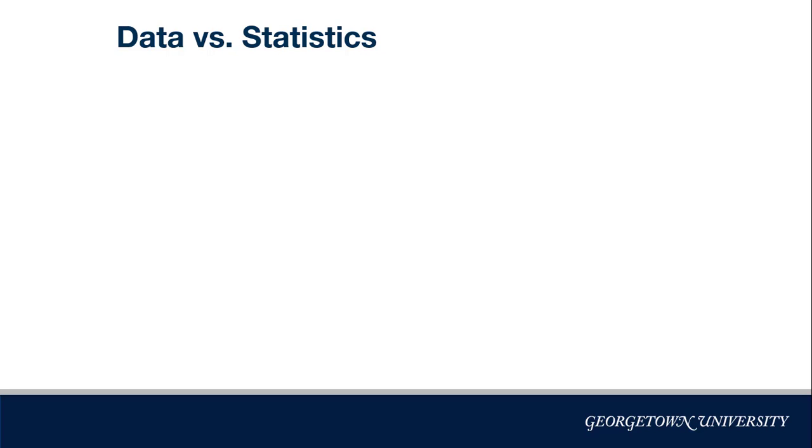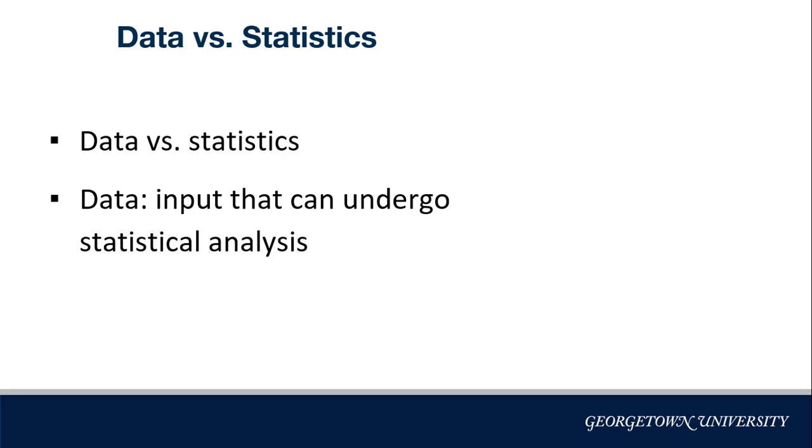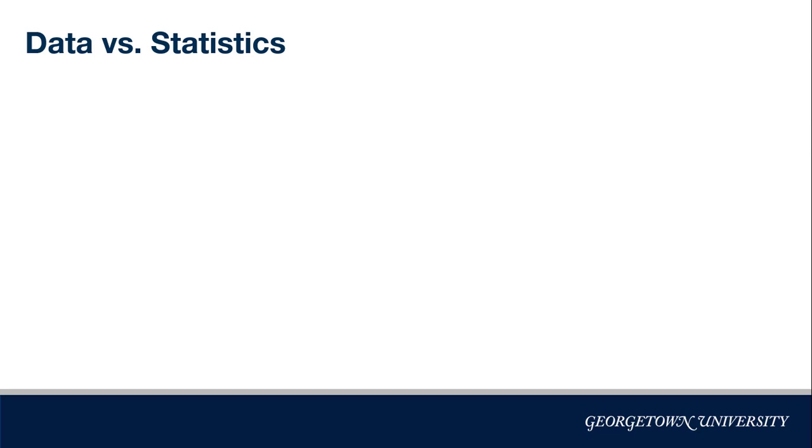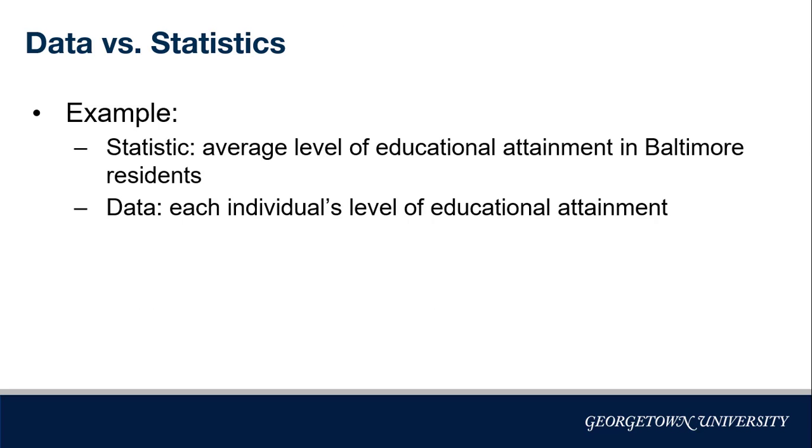Data versus statistics. Simply put, data is raw input or information that can undergo some sort of statistical analysis. Statistics are the results of a statistical analysis of the data. That analysis could just mean averaging the individual elements in a dataset. For example, the average level of educational attainment of Baltimore residents is a statistic. Each individual person's level of educational attainment is data.